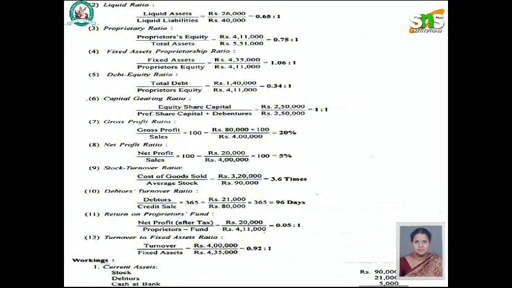Net profit ratio, net profit by sales into 100. 20,000 by 4 lakhs into 100 is 5%. Stock turnover ratio, cost of goods sold divided by average stock, that is 2.6 times. Debtors turnover ratio, debtors by credit sales into 365, 21,000 divided by 80,000 into 365 equals 96 days. Return on proprietors fund, net profit after tax divided by proprietors fund, that is 20,000 divided by 4,11,000 is 0.05:1. Turnover to fixed asset ratio, turnover divided by fixed assets equals 4 lakhs divided by 4,35,000 equals 0.92:1.